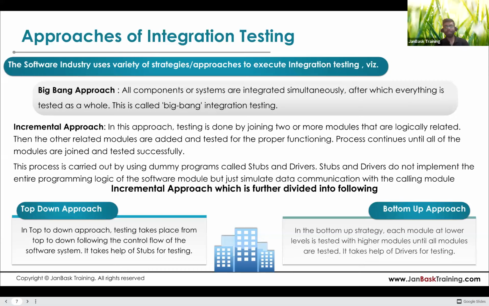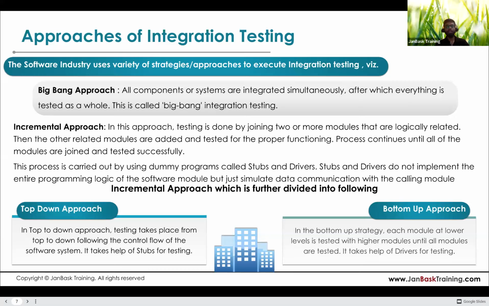Now we have the incremental approach as well. In this incremental approach, whenever two or more modules are ready, which are related to each other, we will integrate those modules and test them, to check whether these modules are functioning properly or not. And as more and more modules are developed, we'll continue integrating those modules with it, and we'll continue our testing with that.